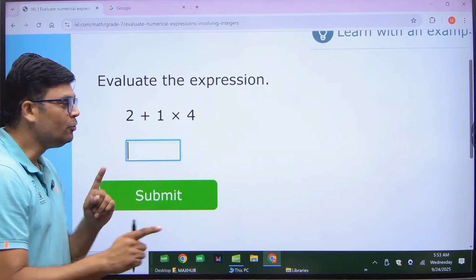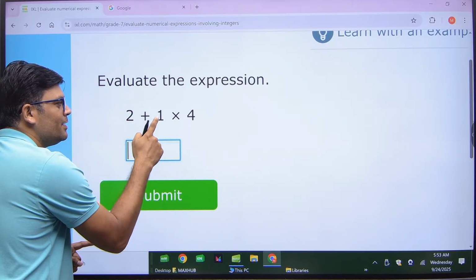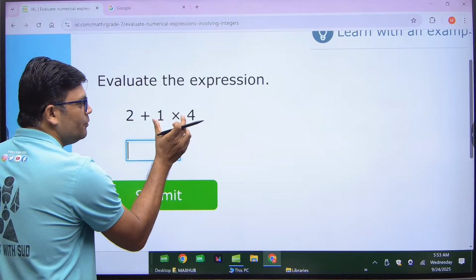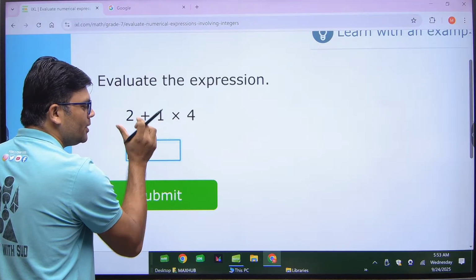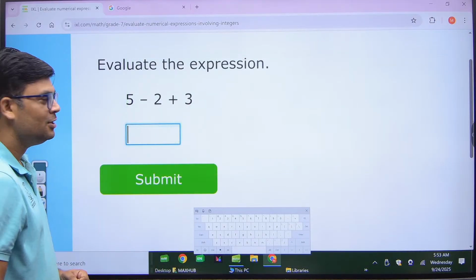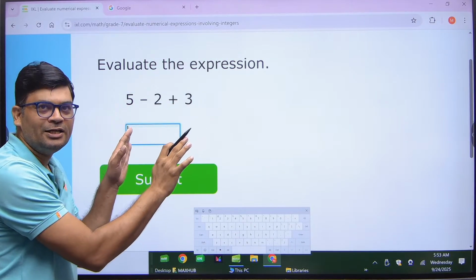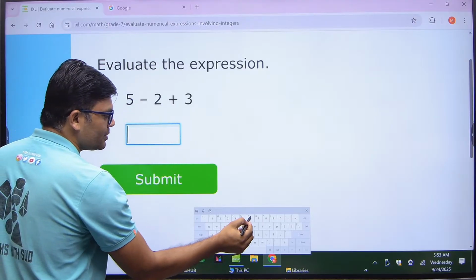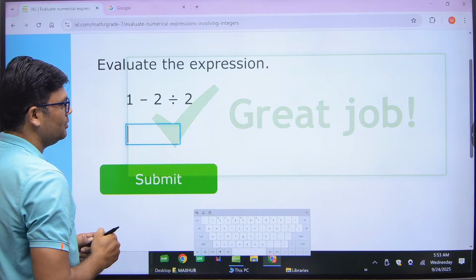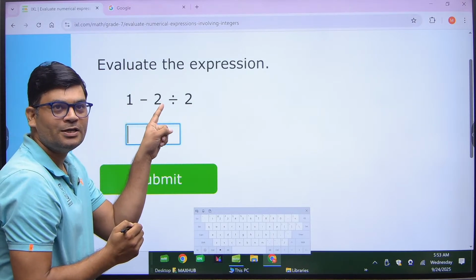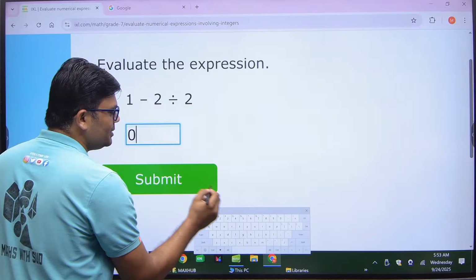So the student will do 2 plus 1, 3 into 4, 12, but that is not the case. First you have to follow the PEMDAS. So first you have to do 1 into 4, 4 plus 2 is how much? 6. See, easy. Again, you can do anything in the addition and subtraction. So 5 minus 2 is 3 and 3 plus 3 is how much? 6. Here 2 by 2 is how much? 1. And 1 minus 1 is how much? 0. I hope you are getting this.